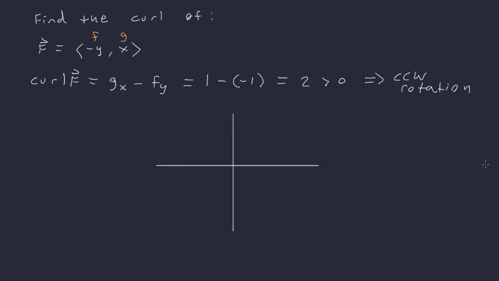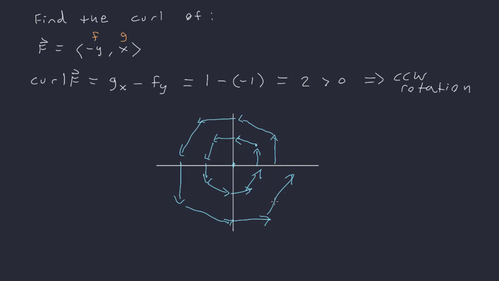All right, so if we remember what this field looks like, this is our rotation field, right, where we have macro rotation around the origin. So we would expect to get miniature rotation at every point. I do want to mention that we're not talking about macro rotation here. Maybe that's a better drawing.